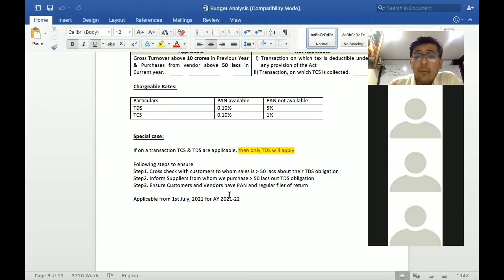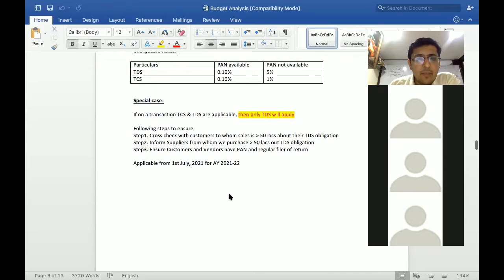Note to be noted, it is applicable from July 21. Okay, so that's one thing which needs to be kept in mind.